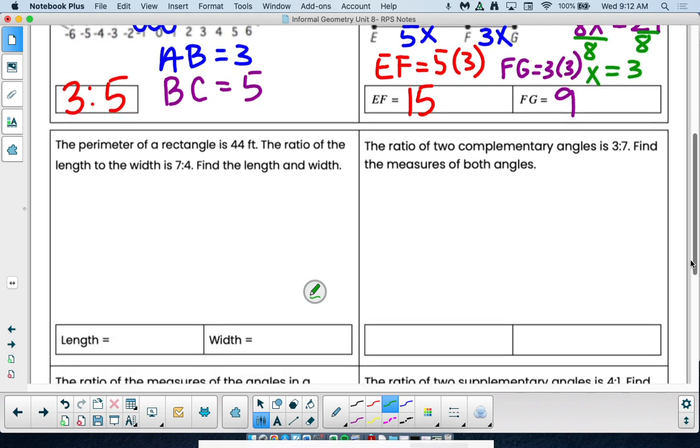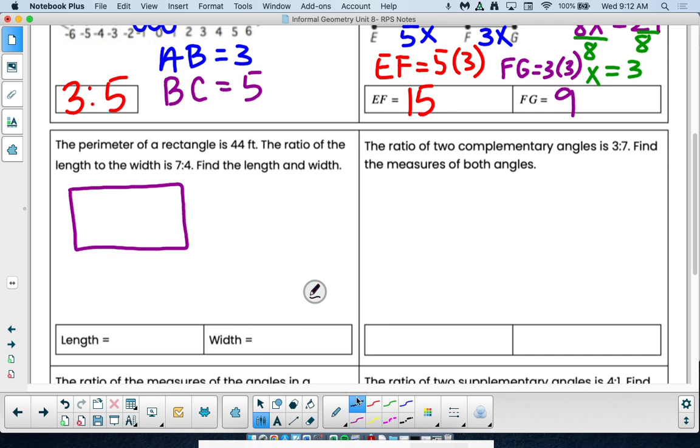The perimeter of a rectangle is 44 feet. The ratio of the length to width is 7 to 4. Find the length and width. Okay, I need you to do what I do on this one. Please, please, please give yourself a picture. Otherwise, you're going to make so many more mistakes. There's the picture of our rectangle.